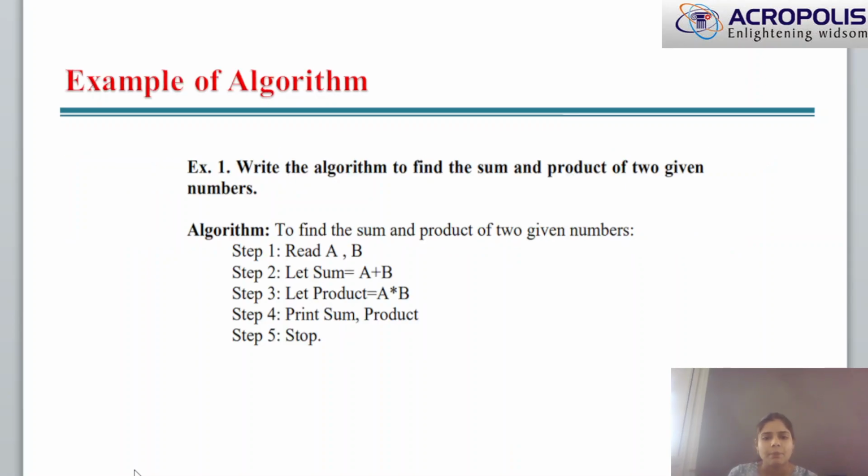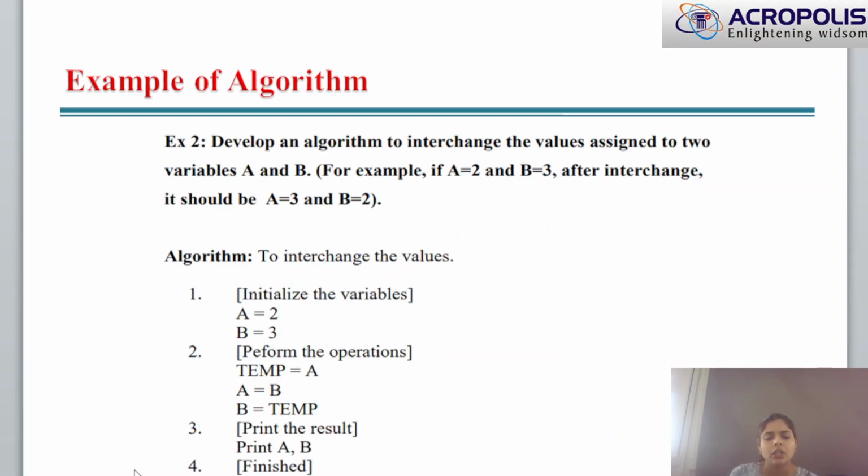Here are some examples. The question is: write the algorithm to find the sum and product of given two numbers. So the algorithm is: first we read a and b. Step 2, let sum equal a plus b. Step 3, let product equal a into b, and at the last we print sum and product.